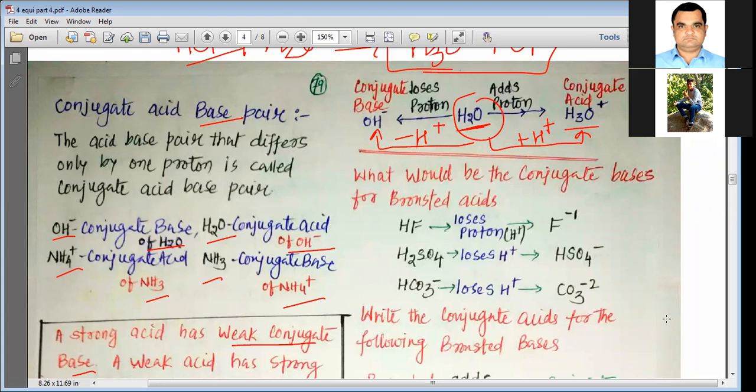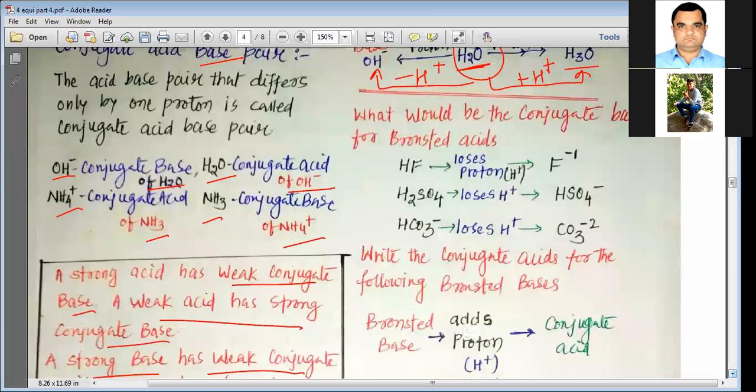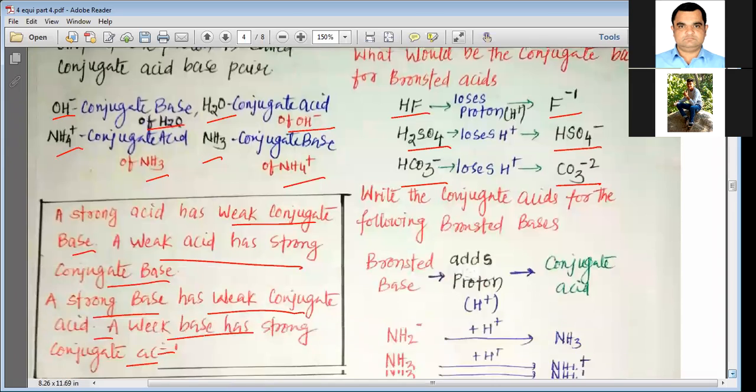So please remember that when you get a conjugate acid or conjugate base, mostly the charges also change. You can see that HF has conjugate base F minus, H2SO4 has conjugate base HSO4 minus, and HCO3 minus has conjugate base CO3 2 minus.